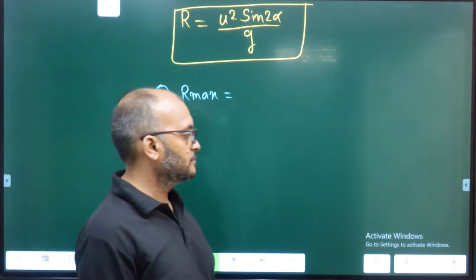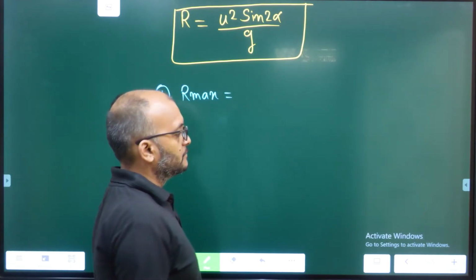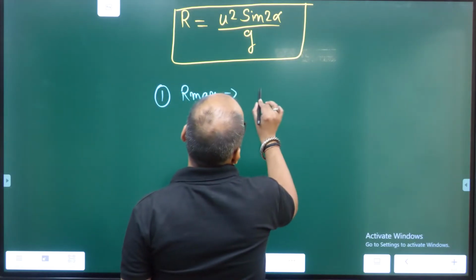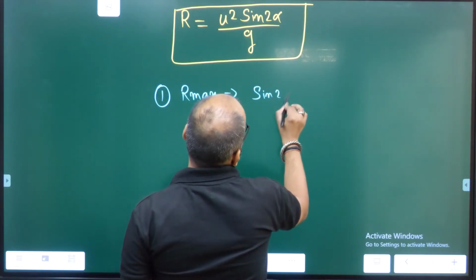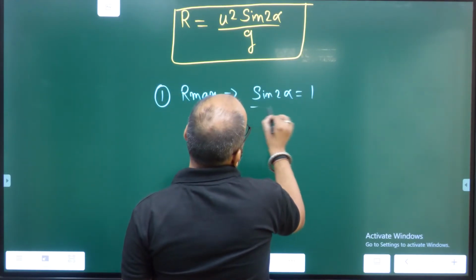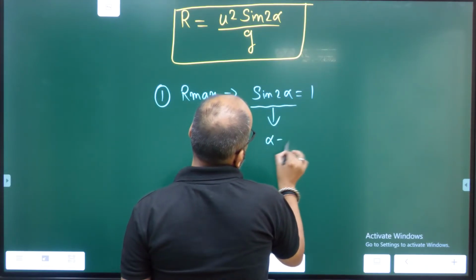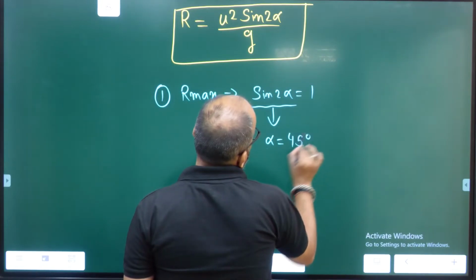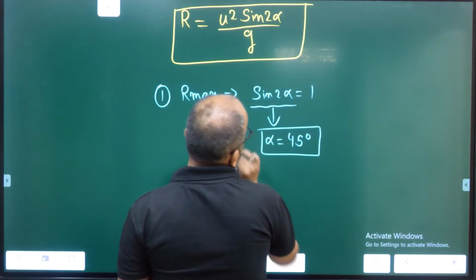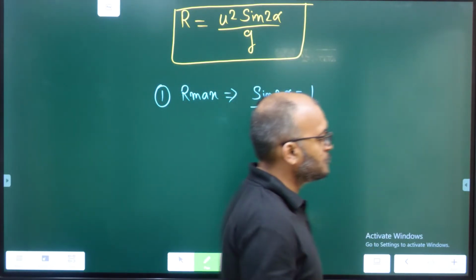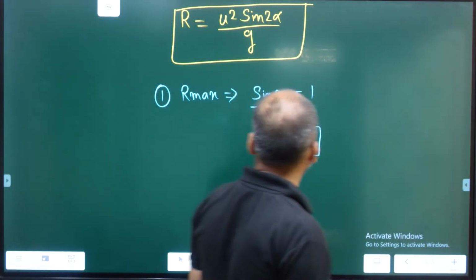So when sine 2 alpha becomes 1, range will be maximum. And when can sine 2 alpha be 1? It will be 1 when alpha is equal to 45 degree. Because then 2 into alpha, that is 2 into 45, so sine 90 will give you 1.